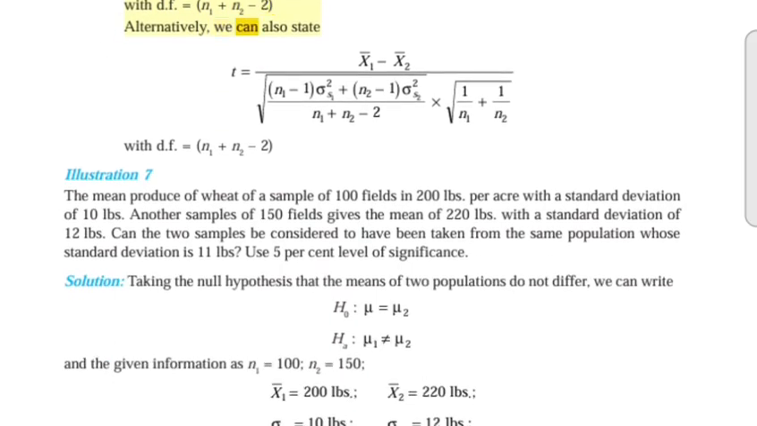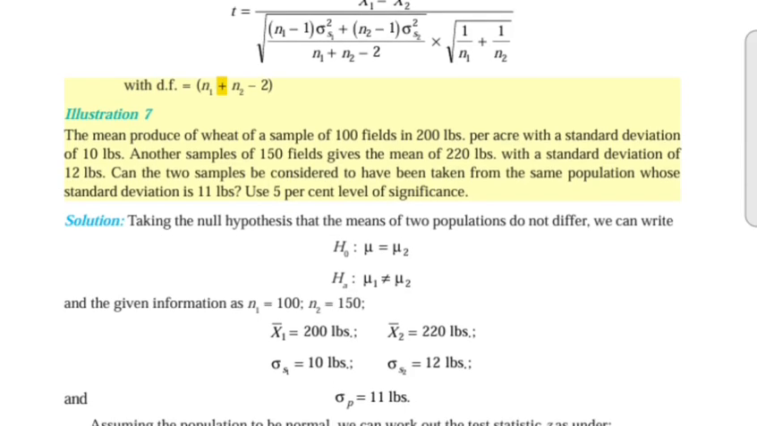Alternatively, we can also state the test statistic t using the pooled sigma, with degrees of freedom equal to n1 plus n2 minus 2.